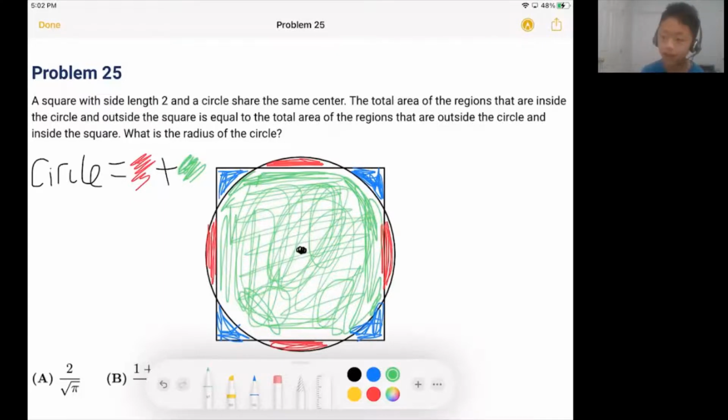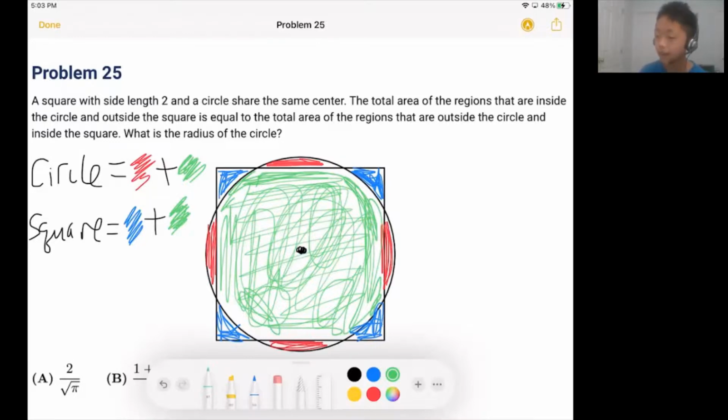And then for the square, I can say the square is equal to the sum of the blue regions plus the green region. This is also perfectly reasonable. The circle is the area of the red spots plus the area of the green spot, and the square is equal to the area of the blue spots plus the area of the green spot. So we have these equations: circle equals red plus green, square equals blue plus green.